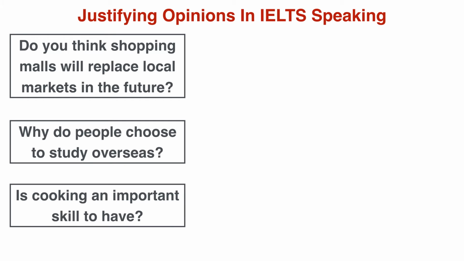So let's have a look at some example language. The reason why I think this is. So yes, I think shopping malls will replace local markets. That's your answer. Then the next sentence, the reason why I think this is, okay, shopping malls are much more convenient for people to use. Shopping malls are cleaner or cheaper or whatever your reasons are. But we introduce our reason by using this expression. The reason why I think this is.